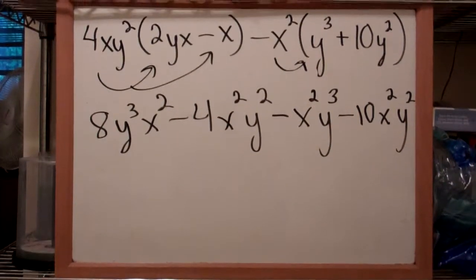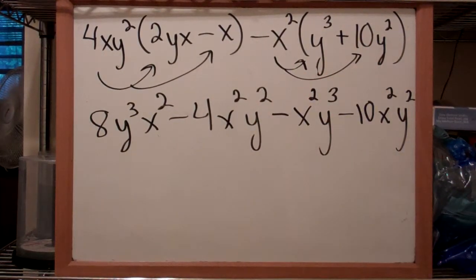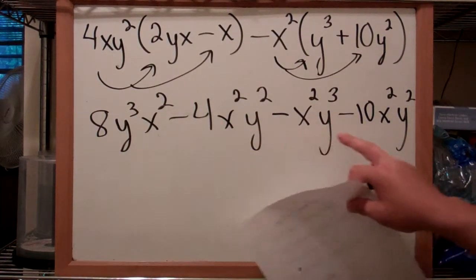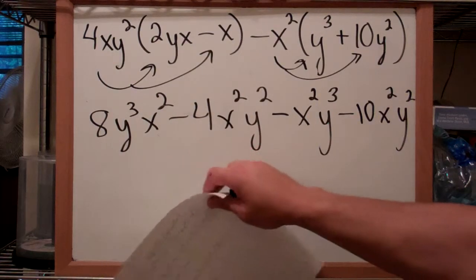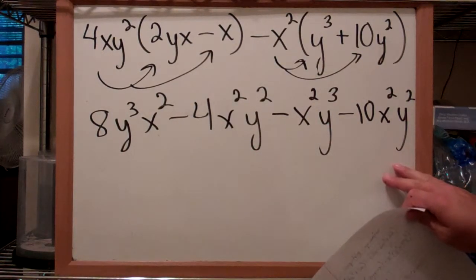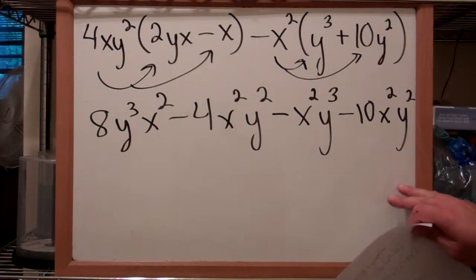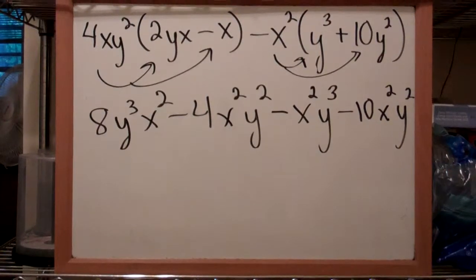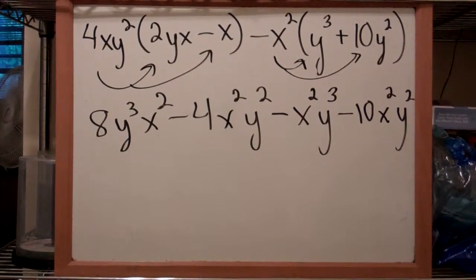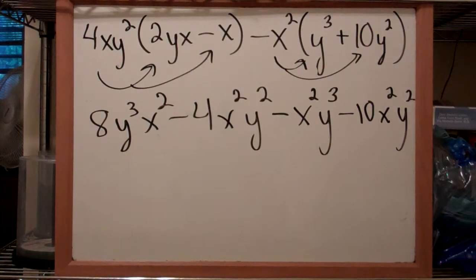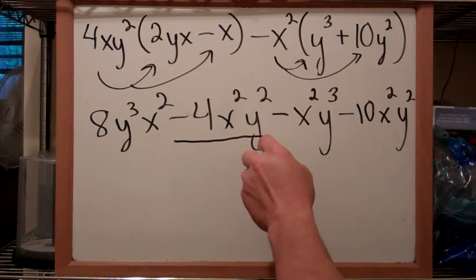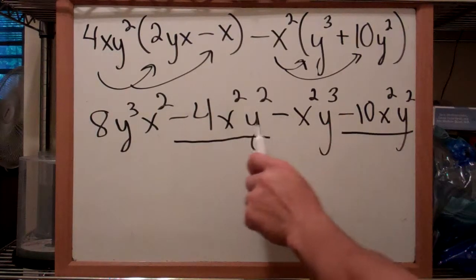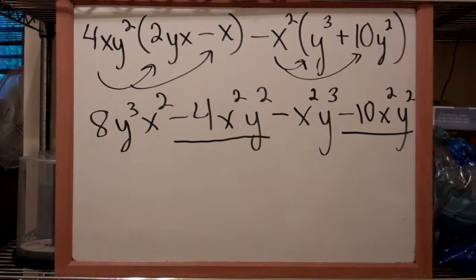Now that we've used the distributive property twice, we have a polynomial left here. We have 4 terms, 4 monomials inside the expression, meaning that this is a polynomial. Now we need to add or subtract the like terms. And remember, like terms are terms that have the same variables with the same exponents on those variables. So here we can say that the -4x squared y squared is a like term with this because they both have x squared and they both have y squared.